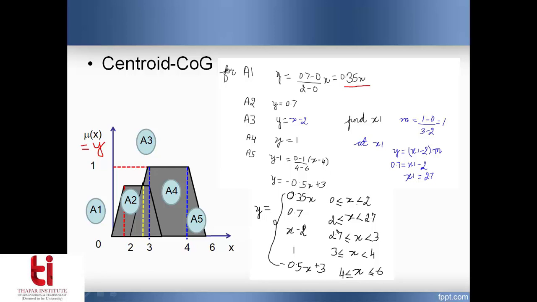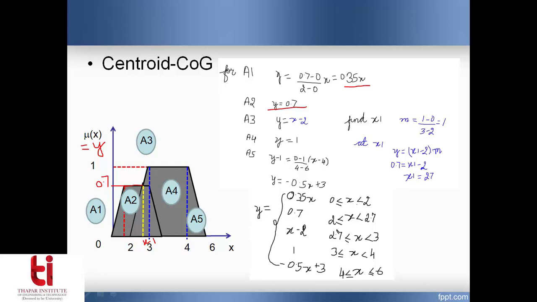Next we have A2. For A2, that is between this point 2 and this point x1, which we have taken. Between this region there is no slope, so the value is constant, and that constant value is taken to be 0.7. So my y is fixed for all the values of x in this range. That is taken as 0.7. Next for A3, that is this area, between x1 and 3.